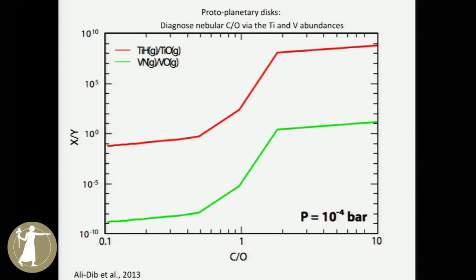I'm looking with a group in Besançon, France. This is Mohamed Ali Dib, who's a graduate student, at chemical indicators of the total carbon-oxygen ratio, which we can measure in addition to carbon monoxide and water and so on. And some of those indicators may involve molecules of titanium and vanadium that we can measure in the optical and near-infrared at very high temperature in the inner parts of the disk. Their abundance ratios based on these calculations are very, very sensitive to the C to O ratio in the gas. And so that's one thing we plan to do with James Webb.